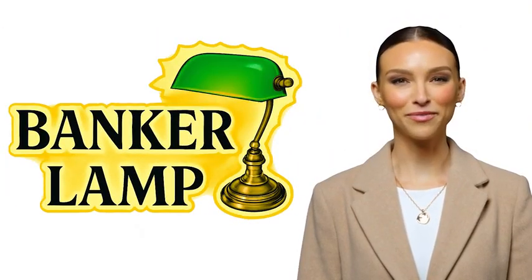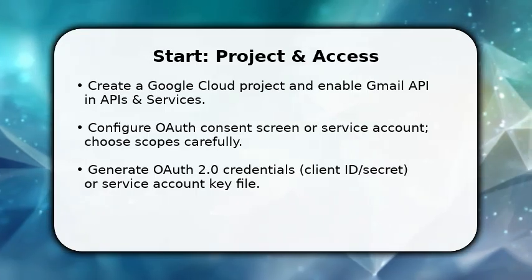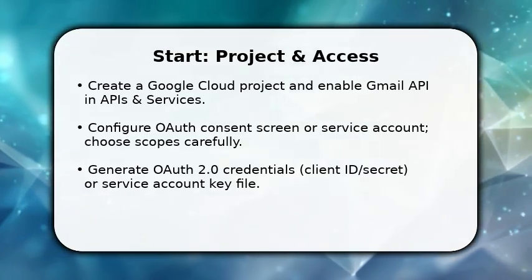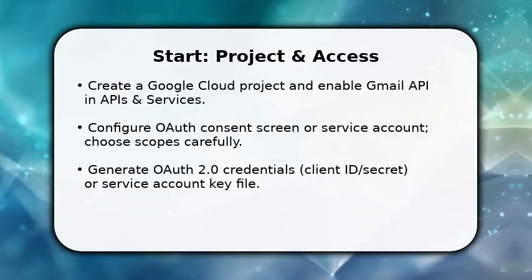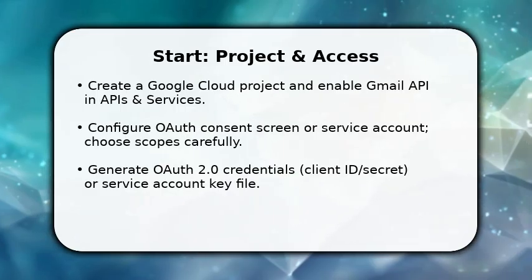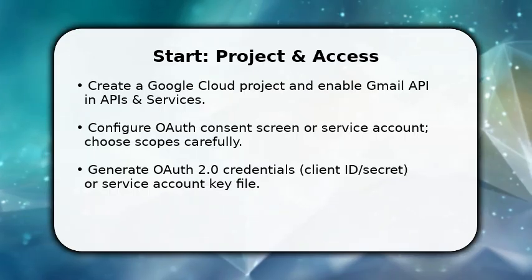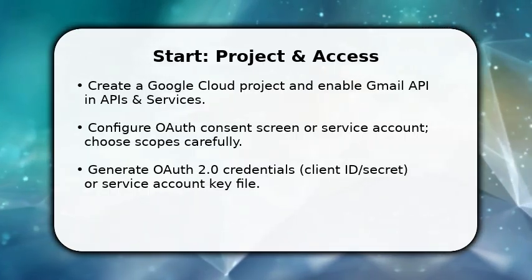Please enjoy the video. You begin by making a Google Cloud project and enabling the Gmail API. This grants the application access. Once done, set up the OAuth consent screen or a service account depending on whether users will sign in. Make sure to select the minimum scopes needed so permission prompts are clear.